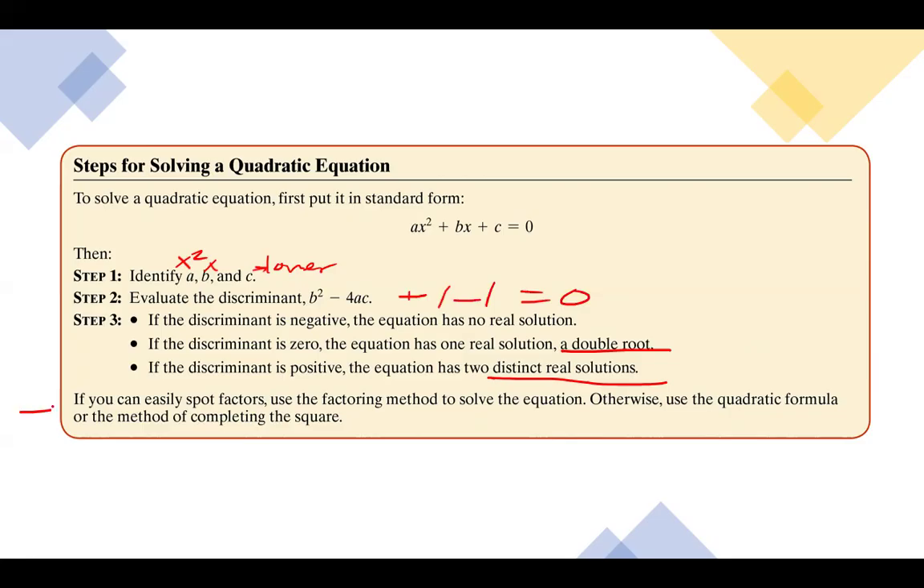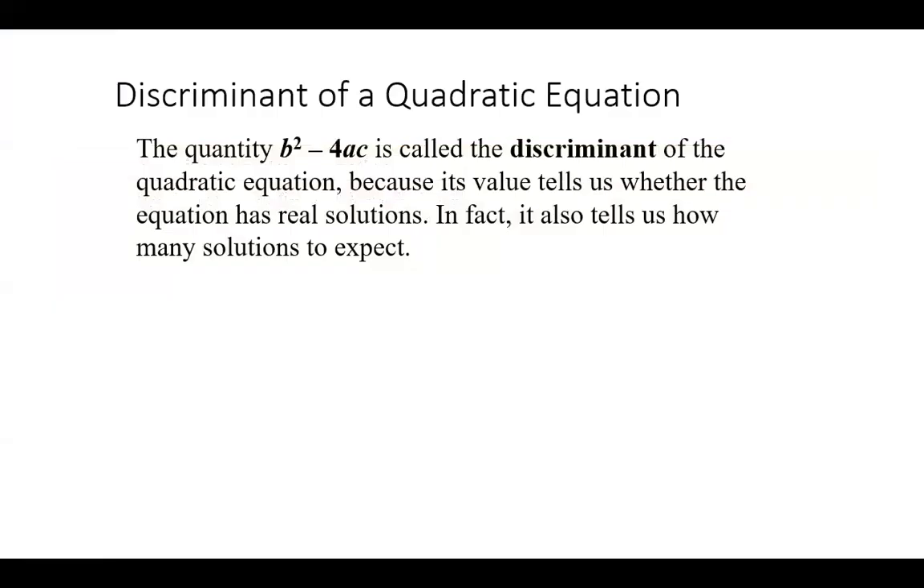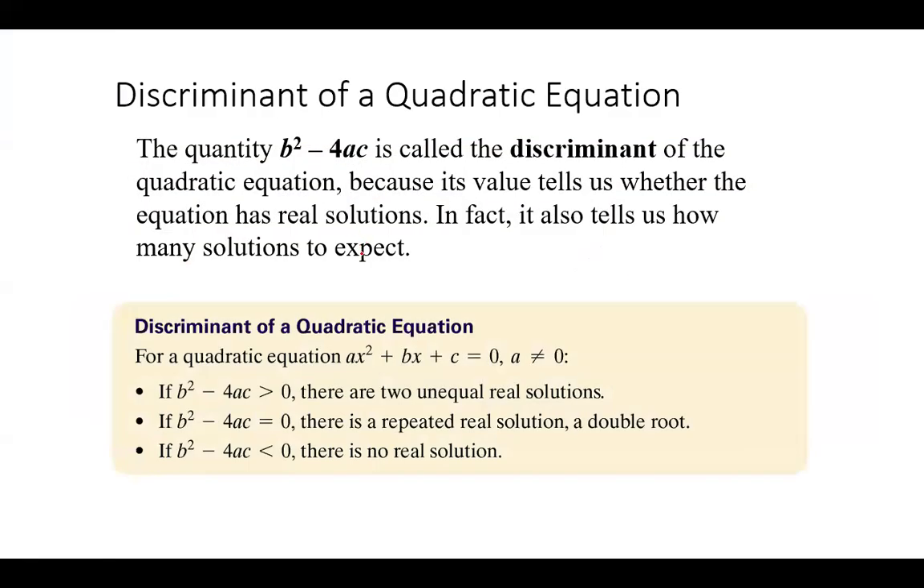Now, if you are a strong factorer and you can easily spot the factors, then continue to factor. If factoring is not your strong suit, then the quadratic formula is your friend. But if you're great at factoring, guess what you should do? Factor when possible. If you're not, then here's our friend. Your b squared minus 4ac, that is called our discriminant. And we start with the discriminant because it lets us know how far we have to go in our work. Does that make sense?